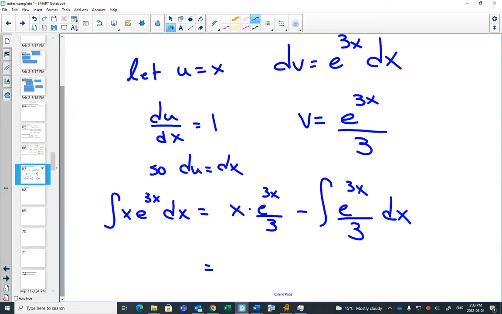So if I solve for it, this would still be x e to the 3x all divided by 3 minus, and here, what's the integral of e to the 3x? It would be e to the 3x divided by 3, but because there would be a chain rule, you would have to compensate and divide by another 3. And now we can add the plus c.